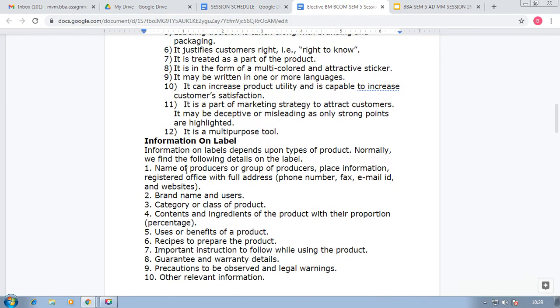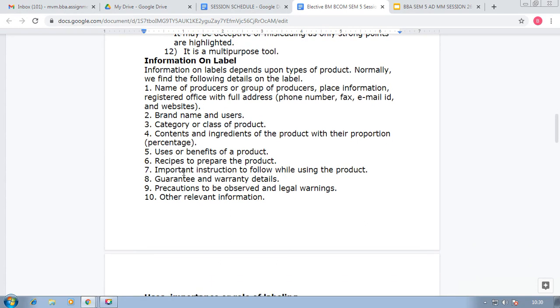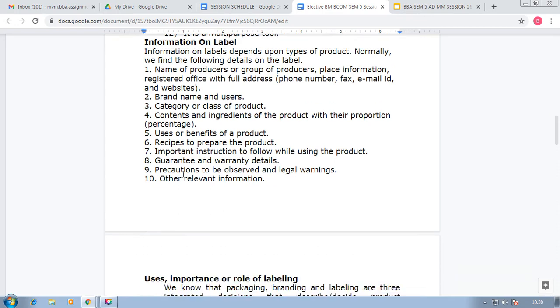Now, the general information which is stuck on the label, students: name of the producers, as you already use lots of products and you know this is very common. On the label you will generally find the name of producers, group of producers, place information, registered office, full address, brand name of the products, their users, category or class of the products, contents, ingredients, uses or benefits of the products, recipes specifically for food products, important instructions while installing or using the products, guarantee, warranty details, precautions, legal warnings, and other relevant information. So these are the kinds of information that you will see and find on the label of a product.